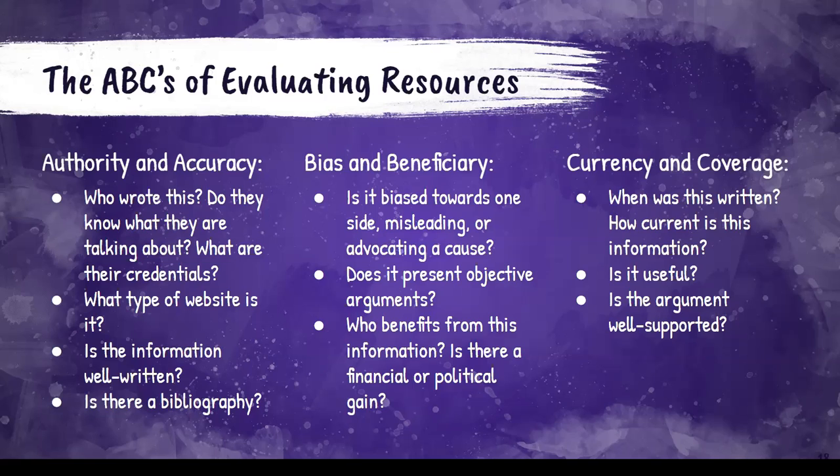Now, looking at bias and beneficiary, one of the things that you will notice, particularly regarding any sort of propaganda, is that a lot of this information might be biased towards one side, misleading or advocating a cause. It might present an unobjective argument or a subjective argument, or the publication was put out there specifically because it benefits somebody financially or politically. This happens actually a lot in our news sources, and we're going to get to that in just a minute.